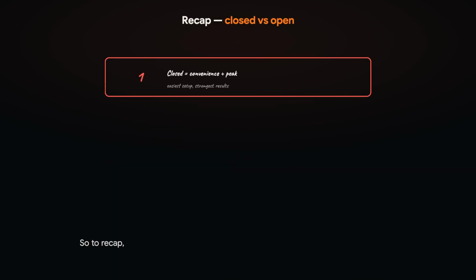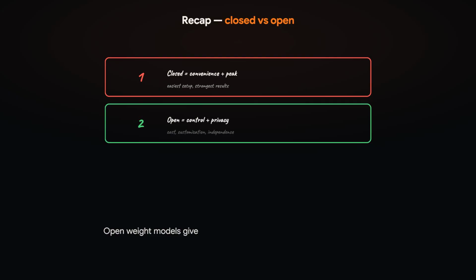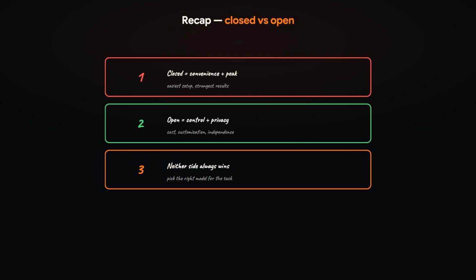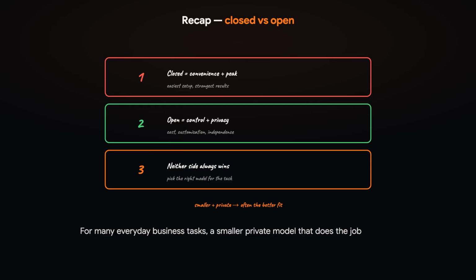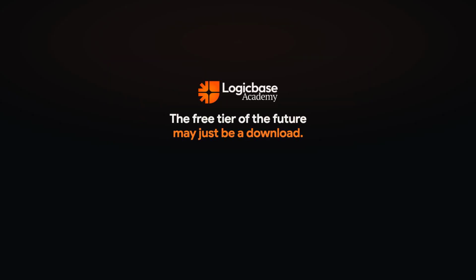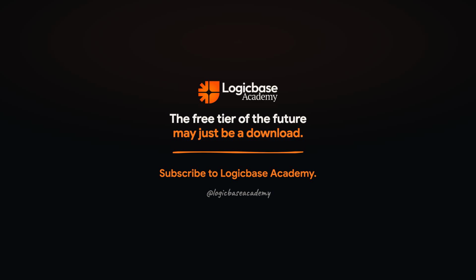So to recap, closed models often give you convenience and access to peak capability. Open-weight models give you more options around privacy, cost control, customization, and independence. Neither side automatically wins. For many everyday business tasks, a smaller private model that does the job well may be more useful than the largest model available. Save this idea, because the free tier of the future may not be a limited plan. It may simply be a download.